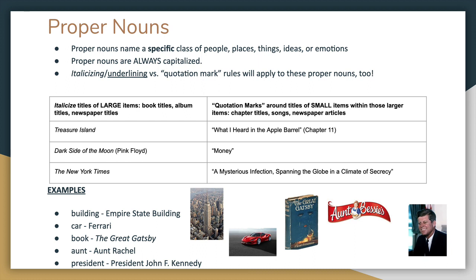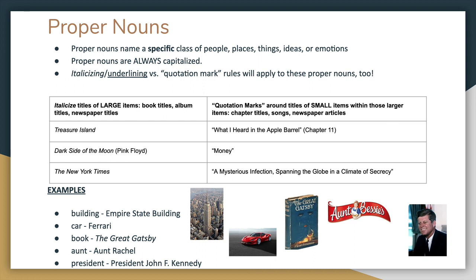So here are some examples of proper nouns. A common noun is a building, but if you are naming a specific building, like the Empire State Building, you're going to capitalize Empire State Building. A normal car, she drove her car to the store, no capitalizing. She drove her Ferrari to the store, that gets a capital. If you're reading any general book, then you're just reading a book, no capital. But if you are reading The Great Gatsby, then you are capitalizing The Great Gatsby.